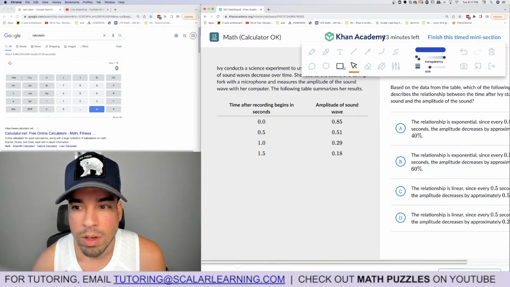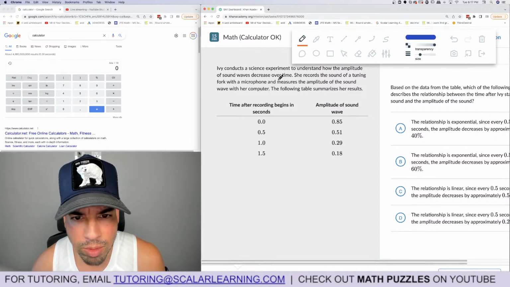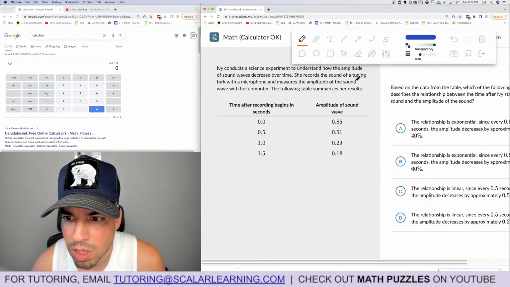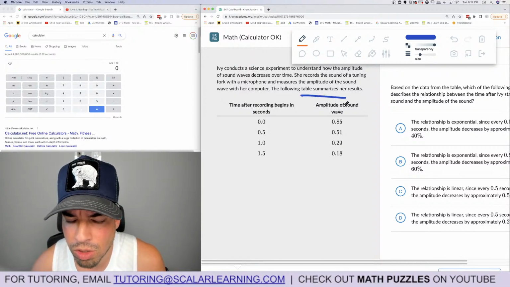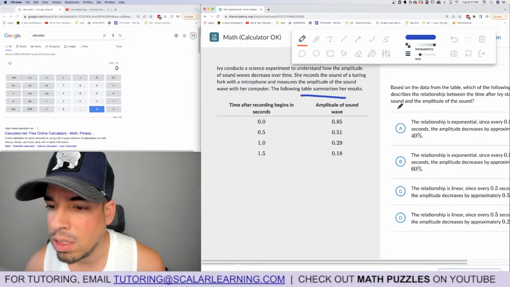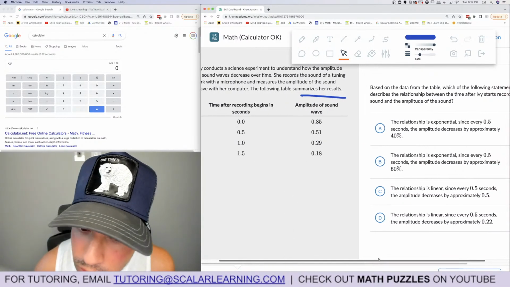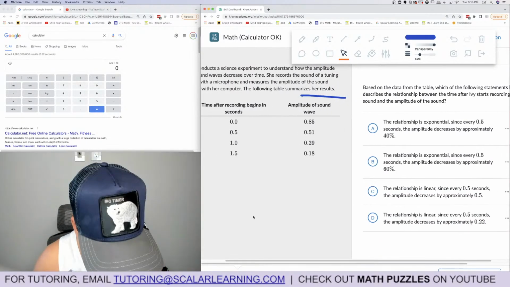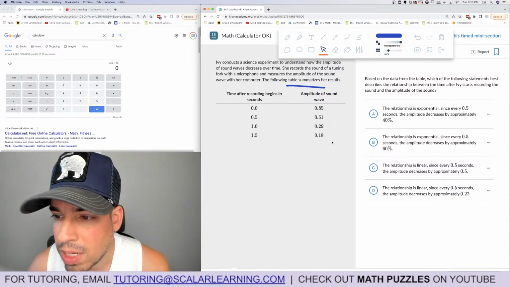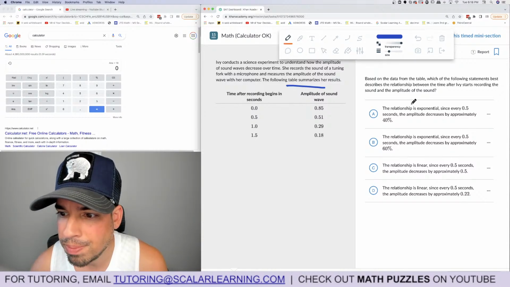All right, number 3. Ivy conducts a science experiment to understand how the amplitude of sound waves decreases over time. She records the sound of a tuning fork with a microphone and measures the amplitude of the sound wave with her computer. The following table summarizes her results. Okay, based on the data, I can't read it. Let's see if I can do this over here. It's kind of getting cut off. Hold on. Okay, based on the data from the table, which of the following statements best describes the relationship between the time after Ivy starts recording and the sound amplitude?